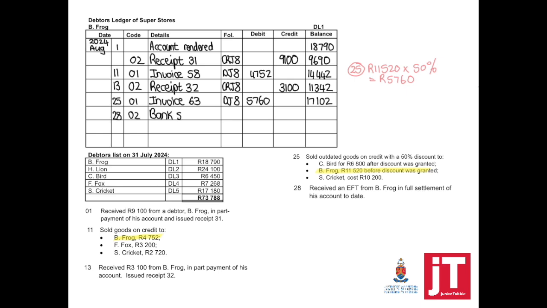This is what we've done when we've done the CRJ. We looked at what is his outstanding balance, 17,102. So how much did he pay in total? 17,102. So what is his balance now? 0.